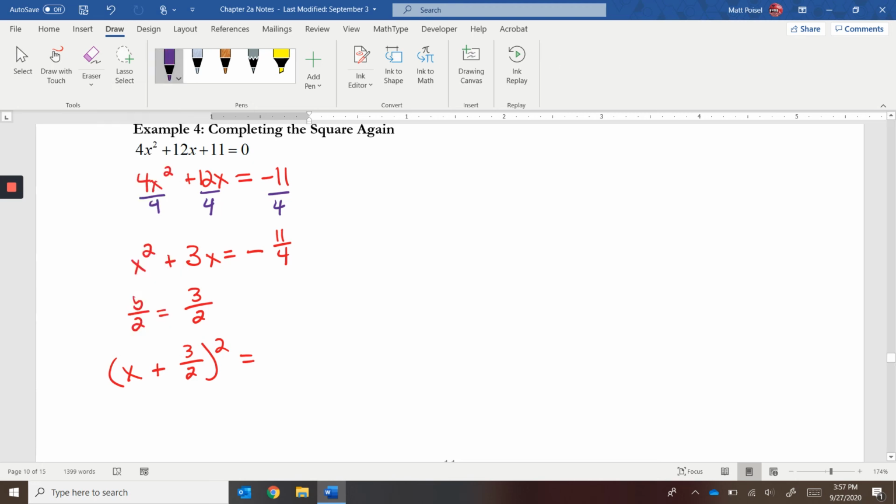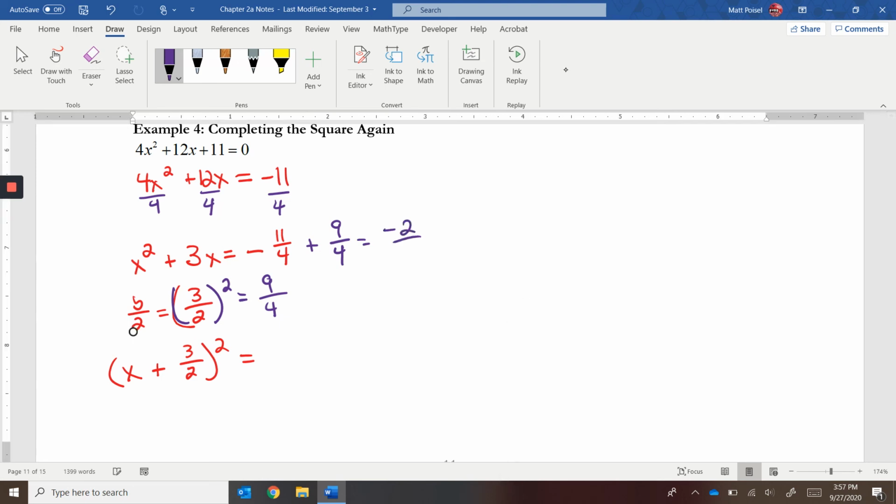Now on the right side, we need to square this. Let's see, when you square a fraction, you just multiply top times top, bottom times bottom. So 3 squared is 9, 2 squared is 4. Oh, and you should see it. Now we actually do have a common denominator of 9 over 4. Add those together. Let's see, negative 11 plus 9 is negative 2 over 4. We could reduce this. I'm going to go ahead and leave it like this just for the time being to kind of see what happens. So this is negative 2 over 4.